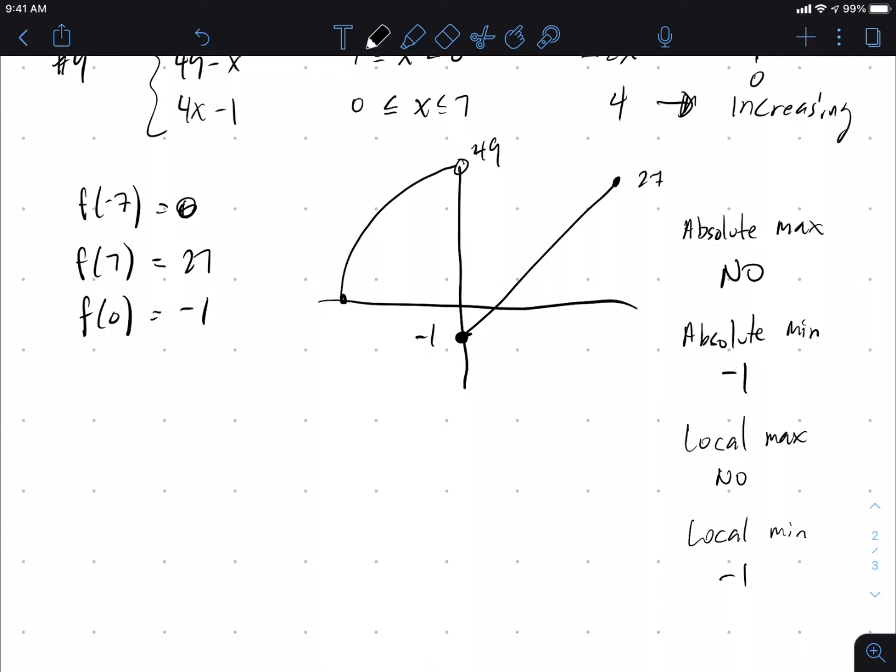Okay, the next question that I got, someone asked for number 7 on homework 11. So let me go to that.